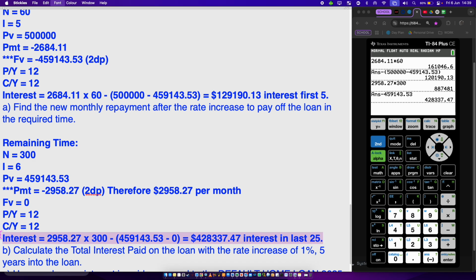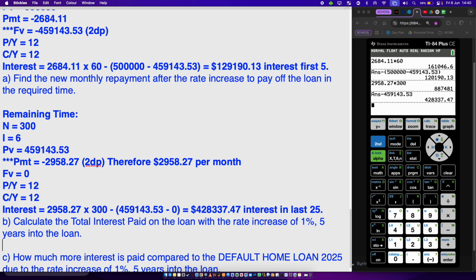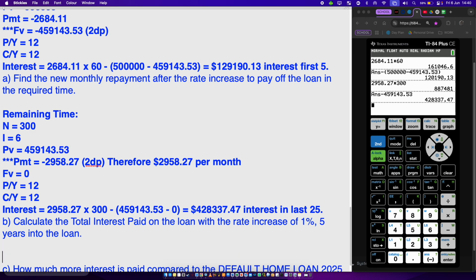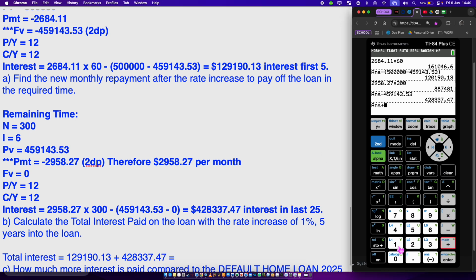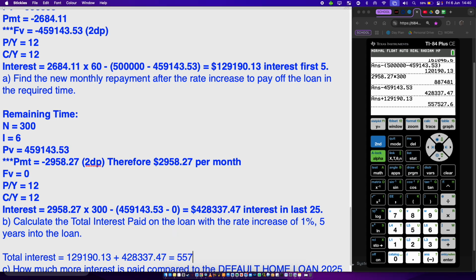How would I find the total interest then? If I've got interest for the first 5 years, interest for the last 25 years, what do I do with those two numbers? You take them and you put them together. You add them together to find the total interest paid. So total interest is going to be 129,190.13 plus 428,337.47. That's already in my calculator. 557,527.6.